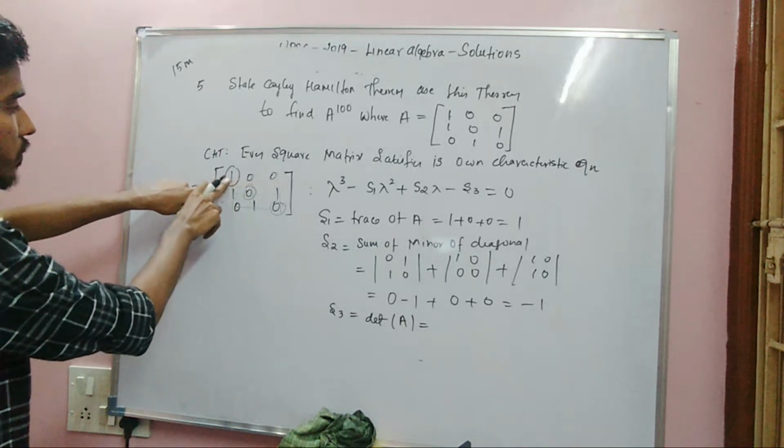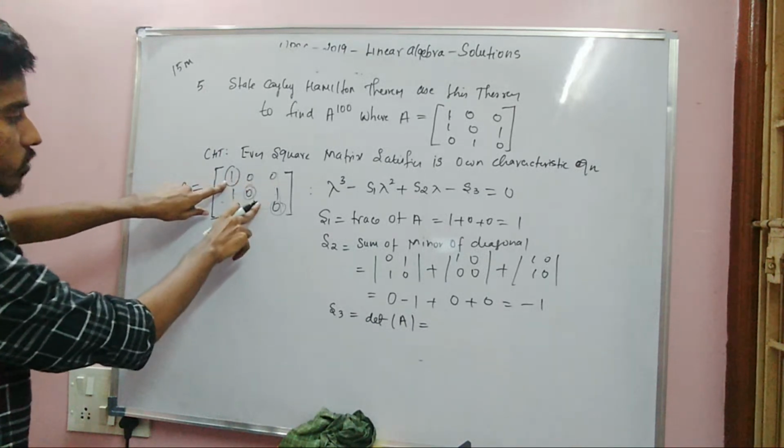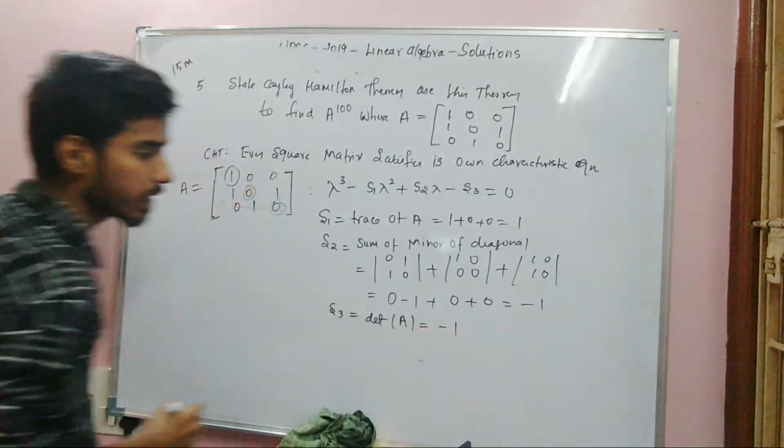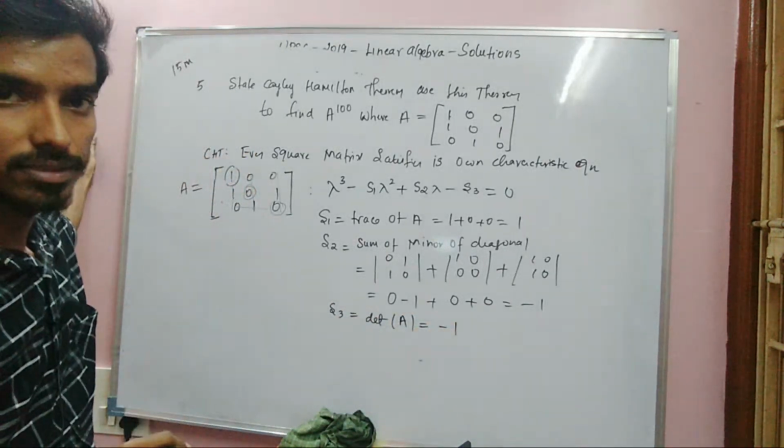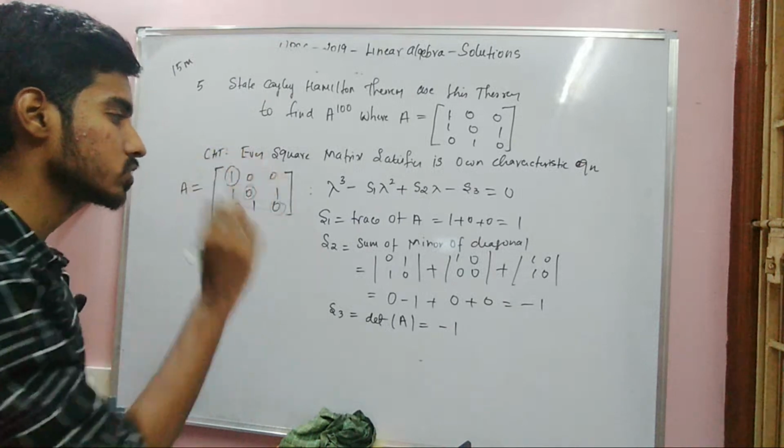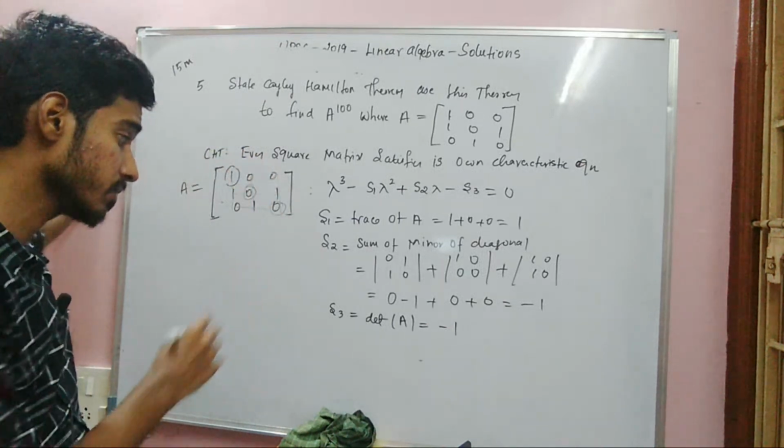So we expand this, so we will have 1 into 0 minus 1. So we have minus 1 to be equal to determinant. So we have found S1, S2 and S3. S1 is the trace, S2 is the sum of minor of diagonal, S3 is determinant.